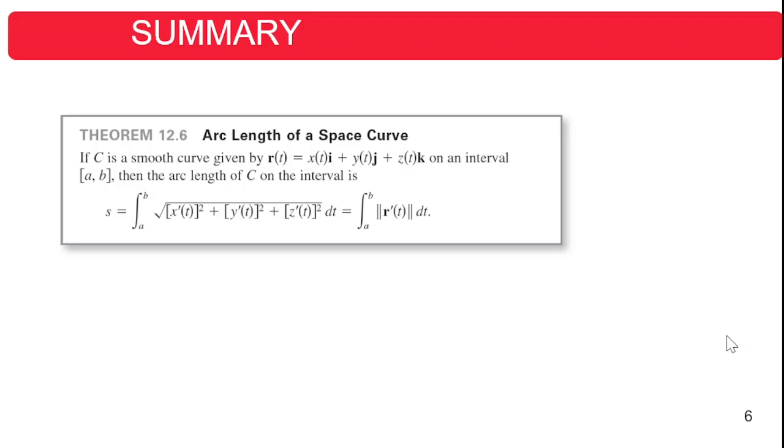Okay, so in summary, to find the length of an arc, or the arc length of a space curve, the formula is equal to the integral of the square root of the sum of the squares of the derivatives of each component. So you have the square of x prime of t plus the square of y prime of t plus the square of z prime of t, dt, where t is from a to b. Or in simplest form, this is just the magnitude of the derivative of r of t, dt, where t is from a to b.